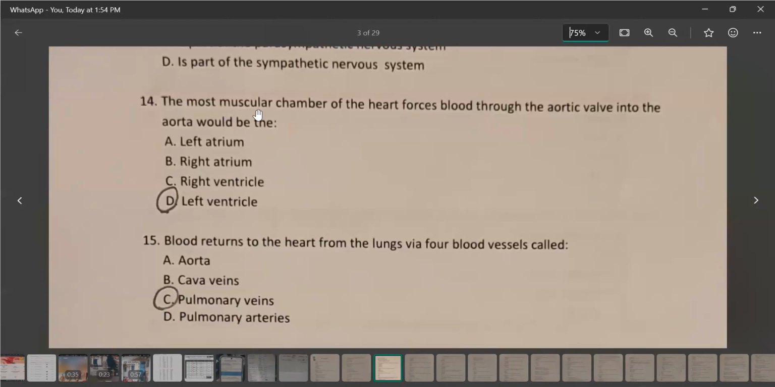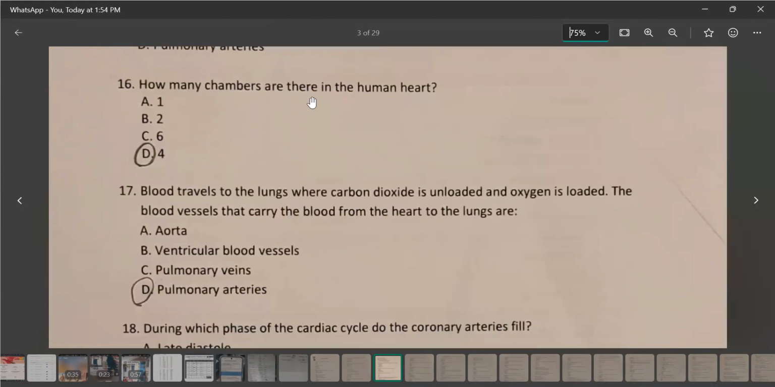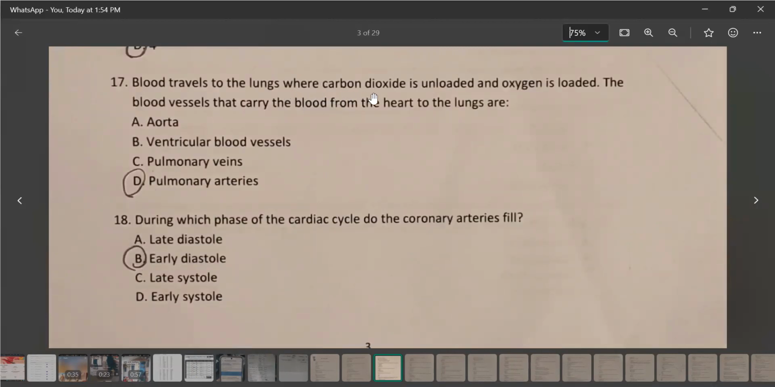Number 14, the most muscular chamber of the heart forces blood through the aortic valve into the aorta, would be the left ventricle. Blood returns to the heart from the lungs via 4 blood vessels called pulmonary veins. 16, how many chambers are there in the human heart? 4 chambers. Number 17, blood travels to the lungs where carbon dioxide is unloaded and oxygen is loaded. The blood vessels that carry the blood from the heart to the lungs are pulmonary arteries.